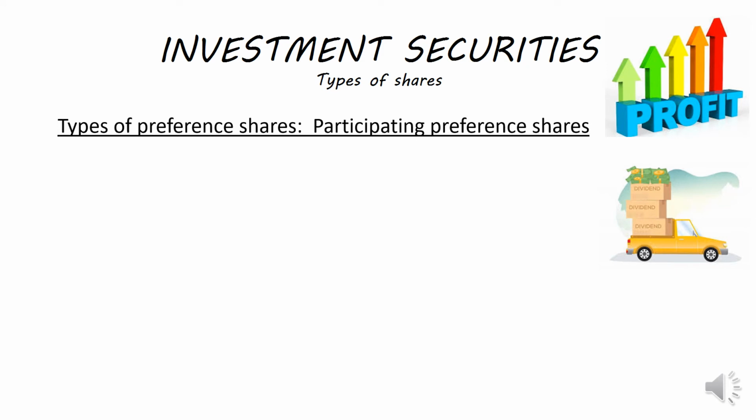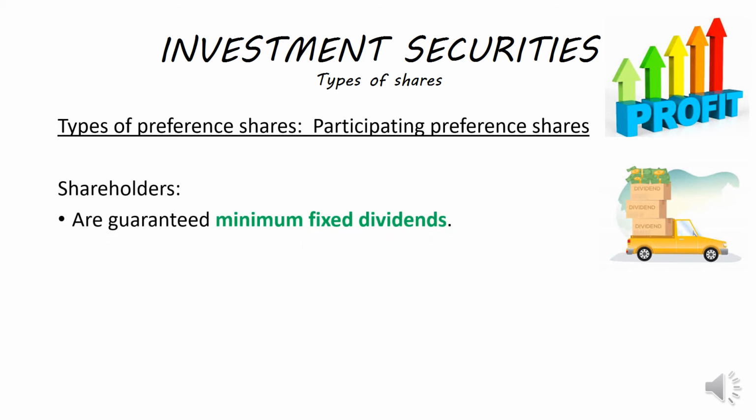Right, so the last thing that we are going to look at is the different types of preference shares. The first one is participating preference shares. The shareholders of participating preference shares are guaranteed a minimum fixed dividend. So if you own participating preference shares, you are guaranteed a certain amount in terms of the dividends that you are going to receive. A minimum amount is guaranteed, and then obviously should there be money available after paying out other dividends, you might be getting more.